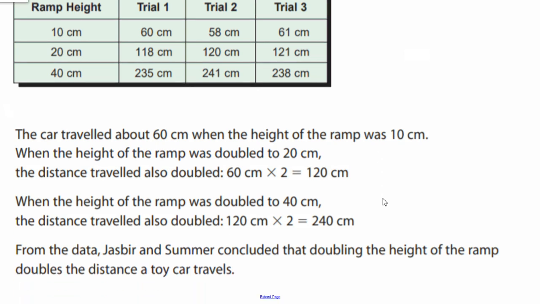From the data, Jasbir and Summer concluded that doubling the height of the ramp doubles the distance a toy car travels.